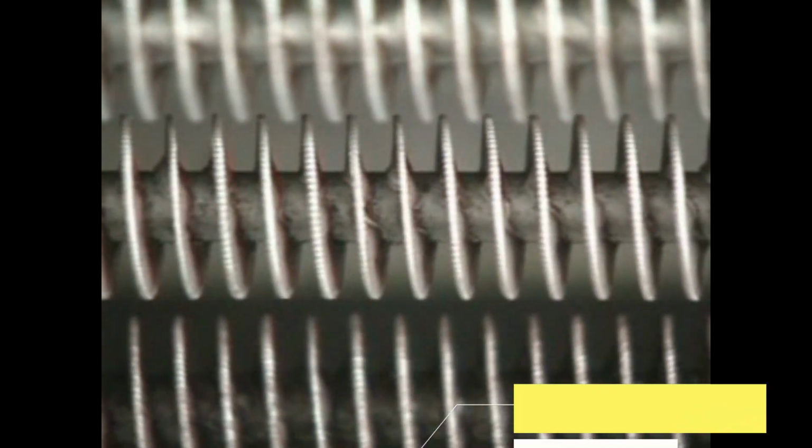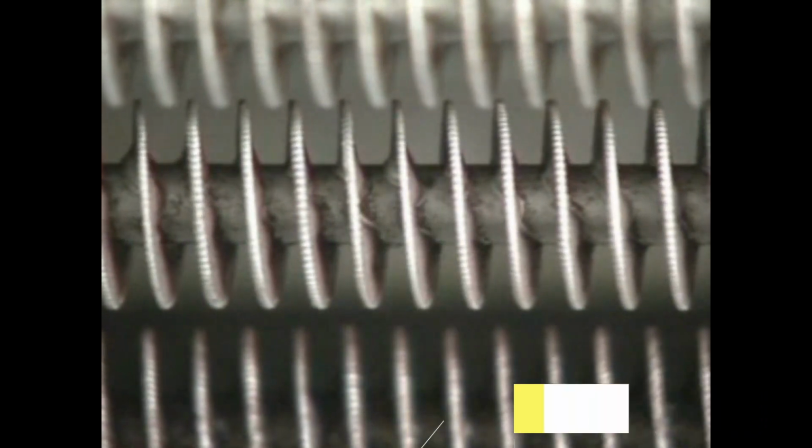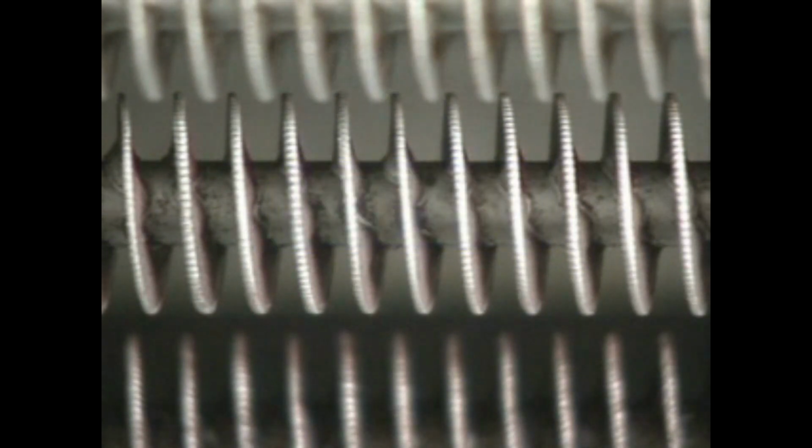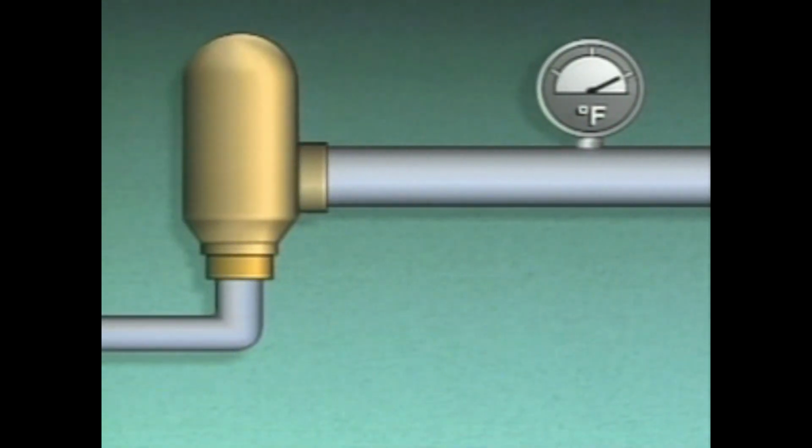To accomplish cooling, refrigeration systems rely on the heat transfer capabilities of certain fluids. The fluids used in refrigeration systems are called refrigerants. The most commonly used refrigerants are able to absorb large amounts of heat at relatively low temperatures. We'll use this illustration to see how this happens.